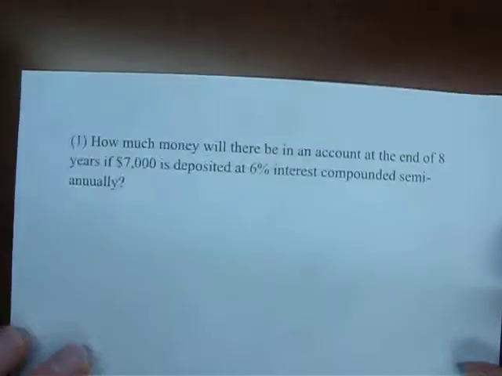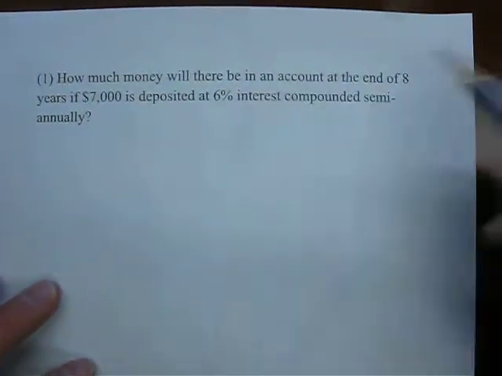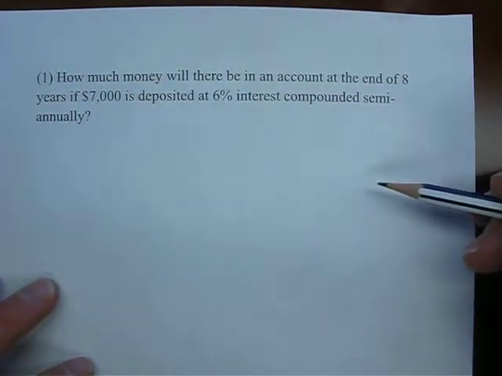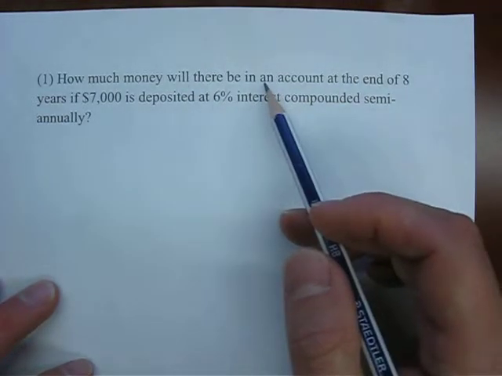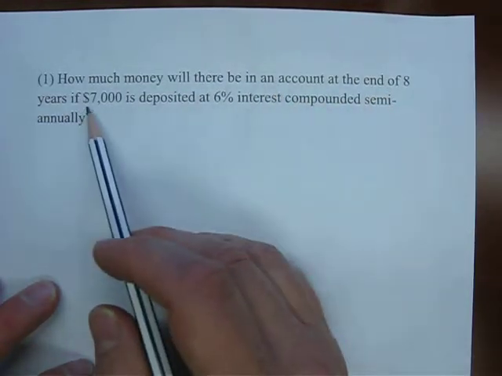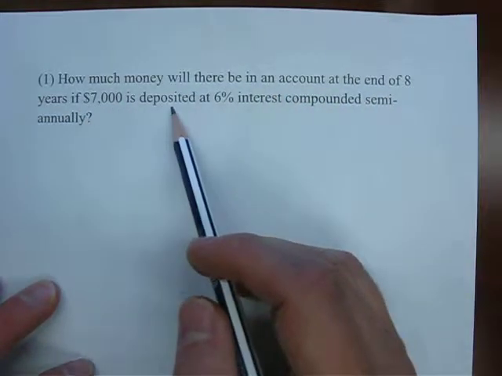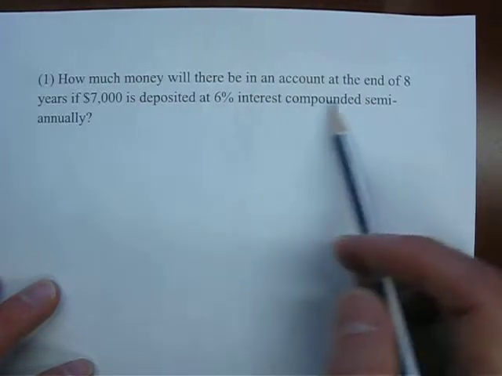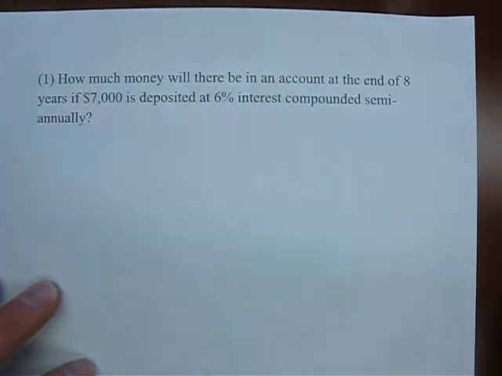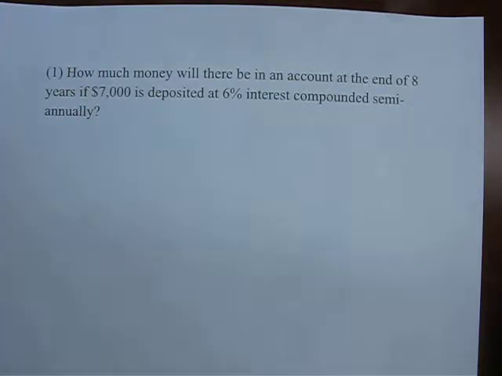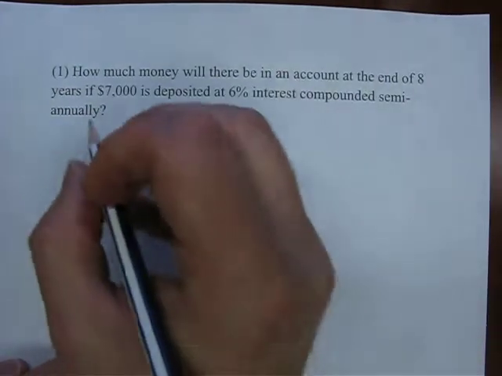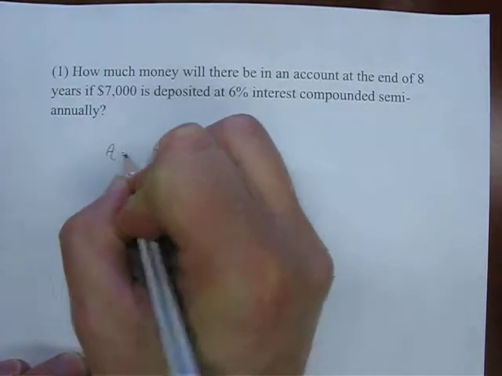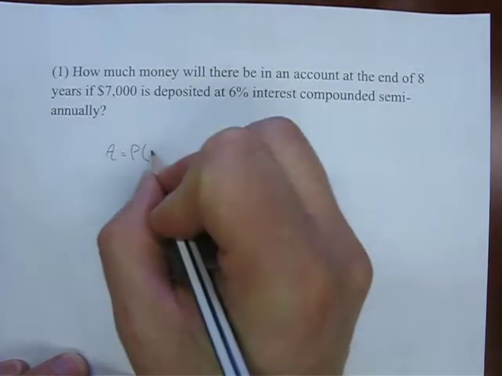I have a few sample problems for you. So, consider this one. How much money will there be in an account at the end of 8 years if $7,000 is deposited? It earns 6% interest compounded semi-annually. Well, I showed you that formula on the last slide.